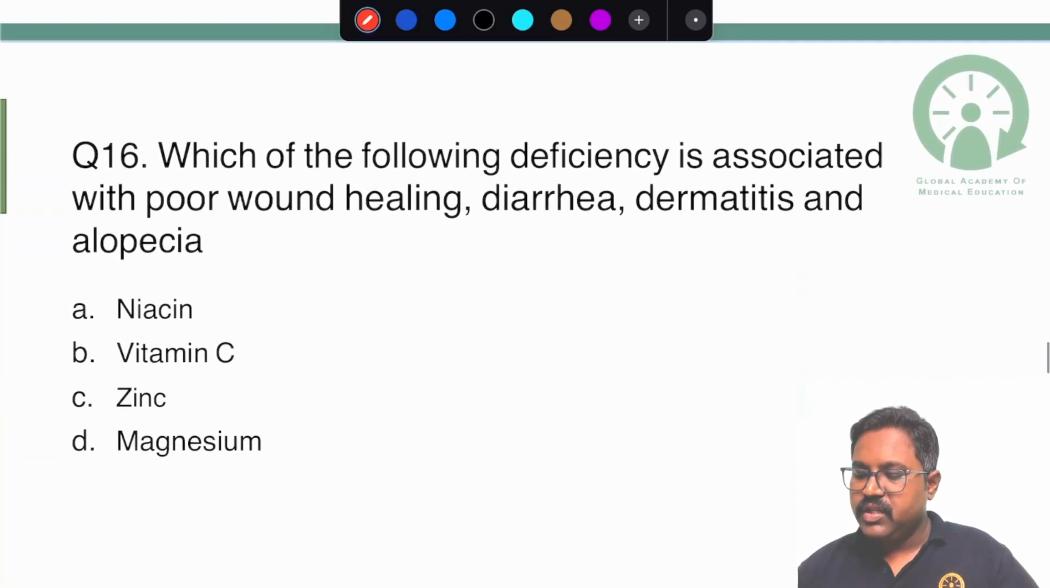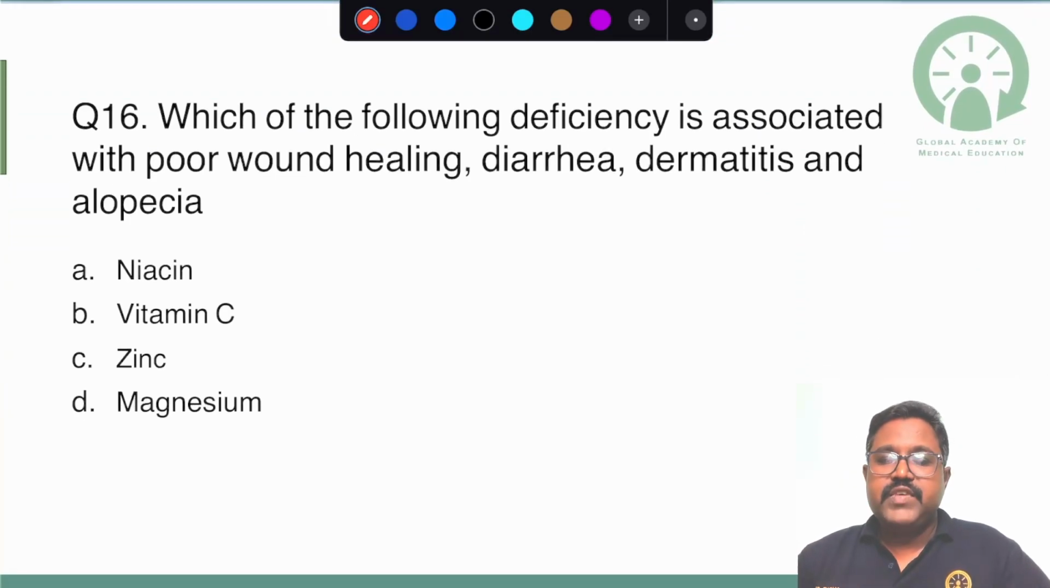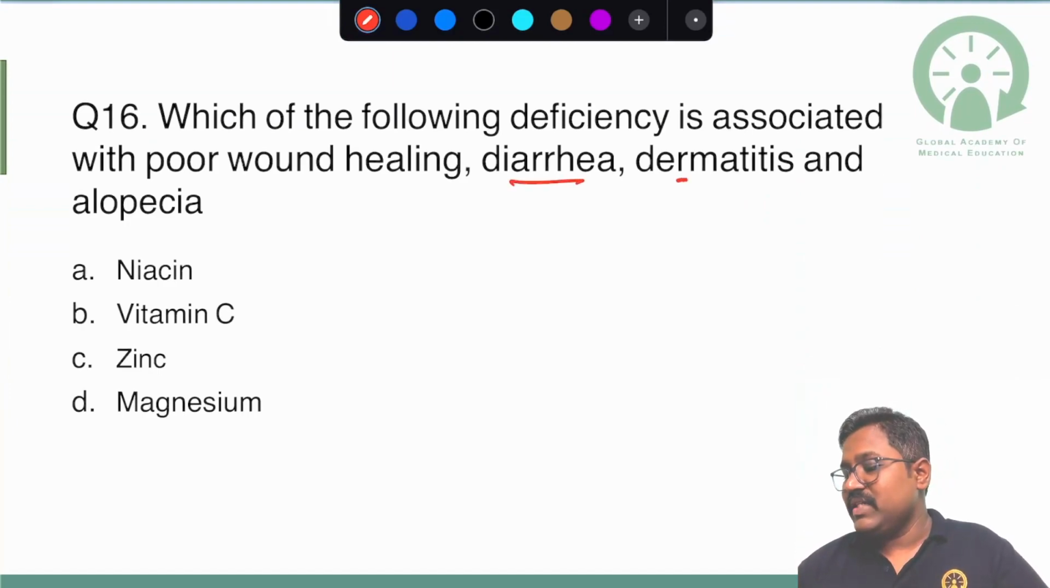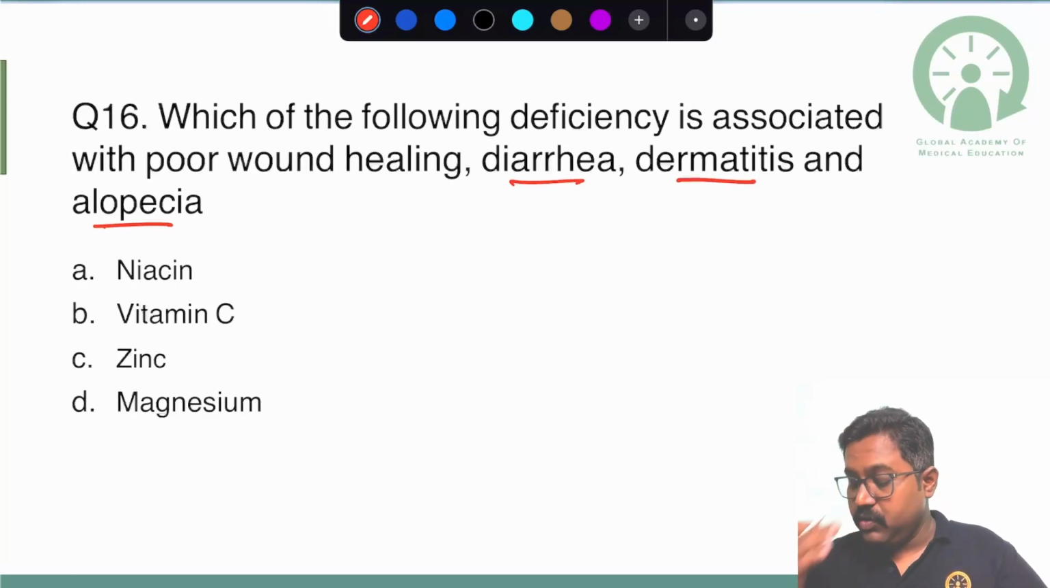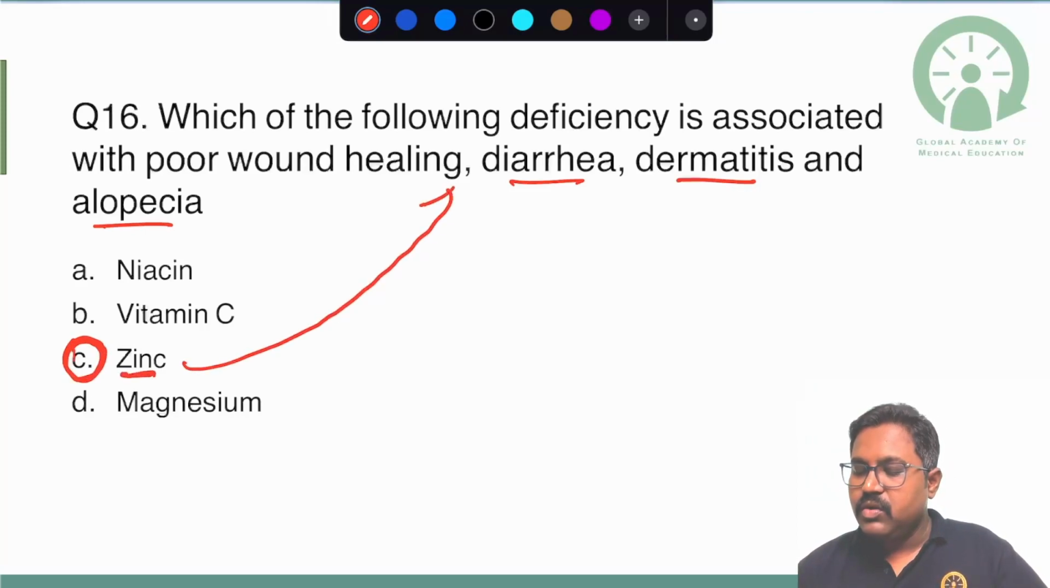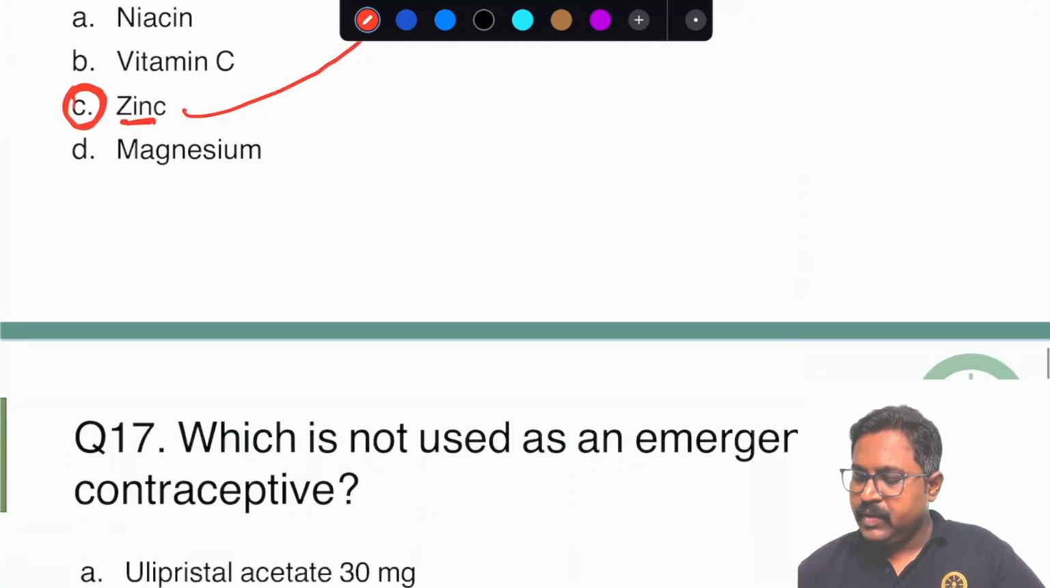Next, moving on to question number 16. Which of the following deficiencies is associated with poor wound healing that leads to diarrhea as well as dermatitis and alopecia? It is very frequently asked, and you should know that zinc is a very vital component. So deficiency of zinc can lead to all of these conditions. Is it clear? Okay, fine.